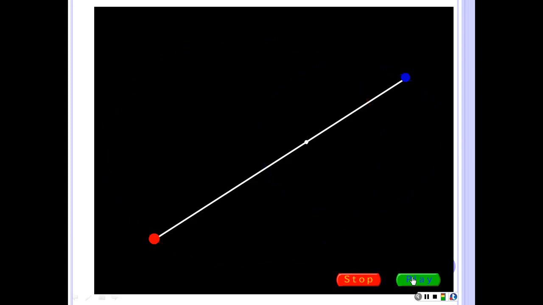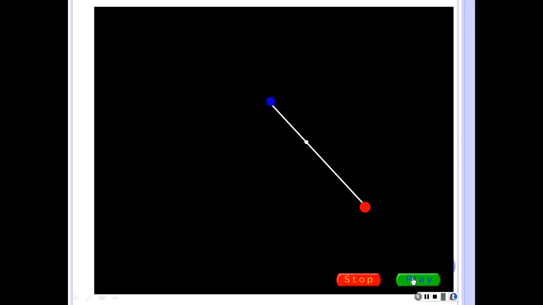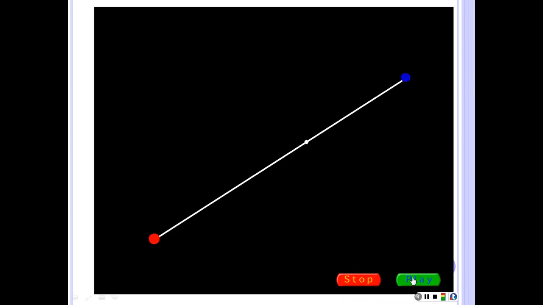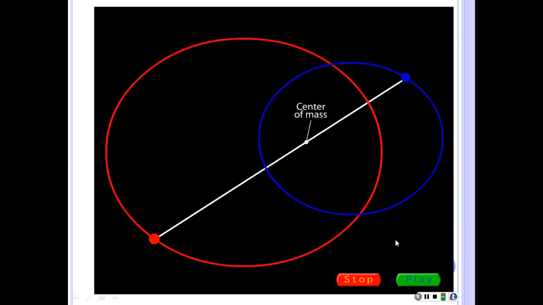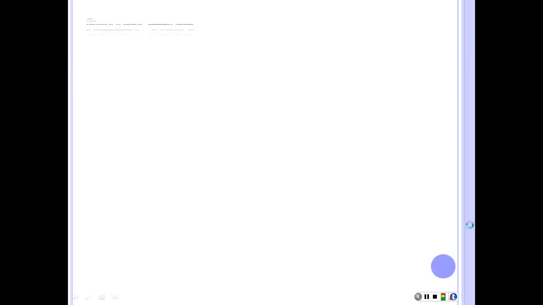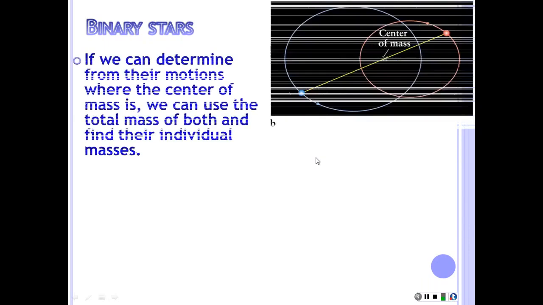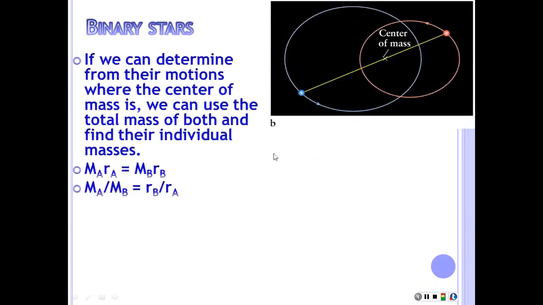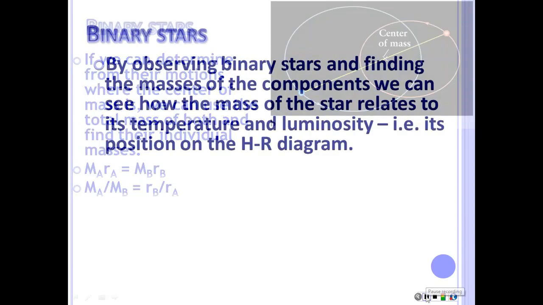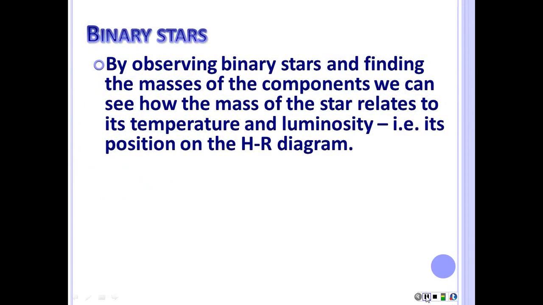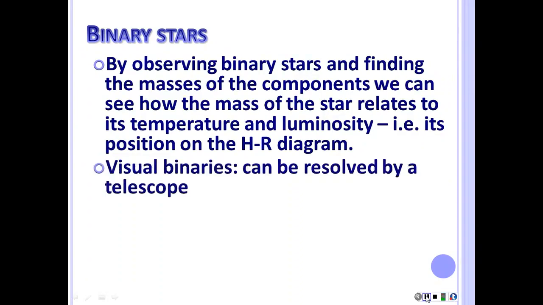And so we can watch these things, and we can determine from their mutual motions where the center of gravity is. And if we can work out where the center of gravity is, then we've also got the distance of the individual stars from the center of mass, and that allows us to do more than just get the total mass. So we can work out both their individual masses and their total mass. If we've got binary systems, we can work out what the masses of the stars are, and then we can put that on our HR diagram. But to do what we just talked about, they have to be resolved.